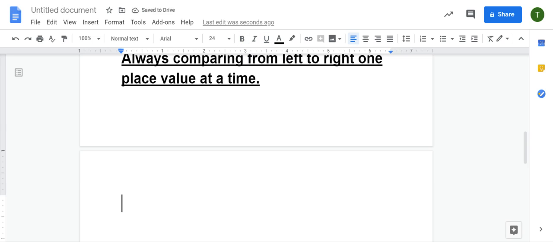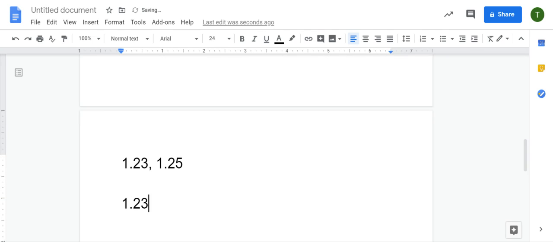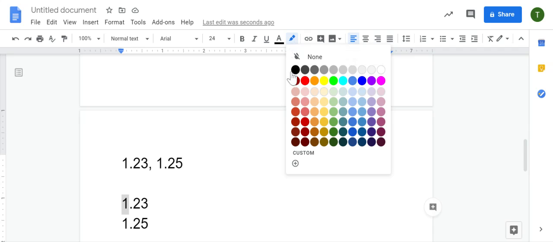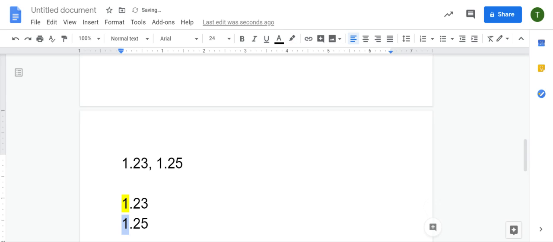So if I were comparing 1 and 23 hundredths and 1 and 25 hundredths, I would compare them from left to right, one decimal place at a time. So I would start by stacking them. And I see that the 1 and the 1 are the same. I see that the 2 and the 2 are the same.